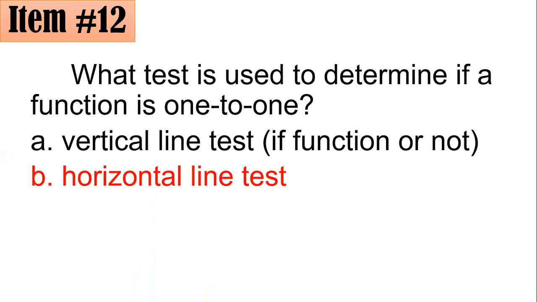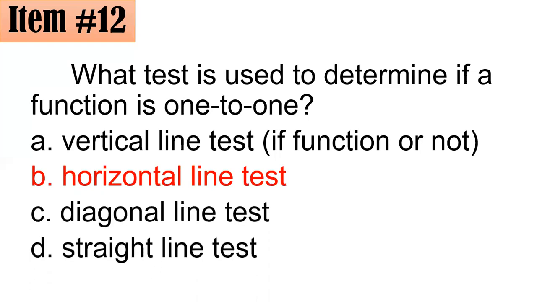Horizontal line test is used to determine if a function is one-to-one. That is, if you draw any horizontal line along the graph, and it intersects the graph in at most one point, then that is a graph of a function which is one-to-one. Actually, C and D are not tests at all for whether it is a function or not. They are just placed there as distractors. So the correct answer is letter B.